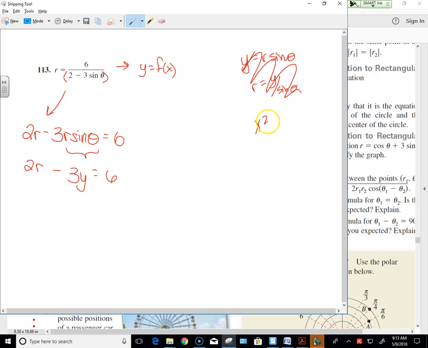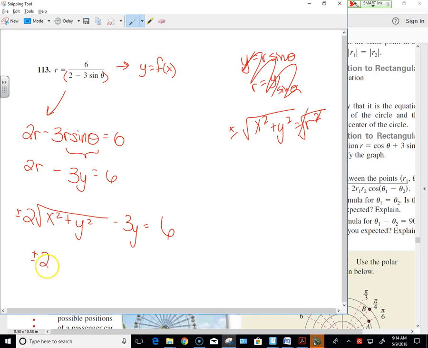But Leo said x squared plus y squared is r squared. That one's so close. All I have to do is throw in a square root and be like, sweet. 2 times, technically plus or minus, the square root of x squared plus y squared minus 3y equals 6. Now, there are things that we could do. Like we could go ahead and move the 3y to the other side. We'd have plus or minus 2 square root x squared plus y squared equals 3y plus 6. Then we could square both sides.